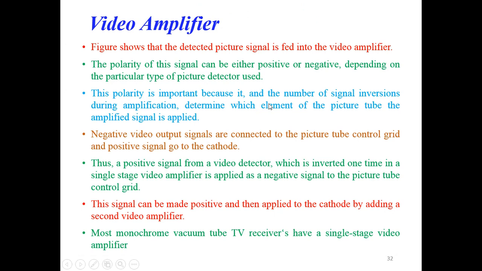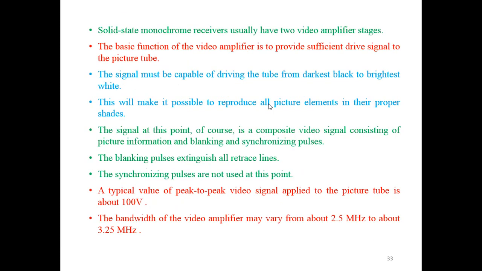Thus, a positive signal from the detector, which is inverted one time in a single stage video amplifier, is applied as a negative signal to the picture tube control grid. This signal can be made positive and then applied to the cathode by adding a second video amplifier. Most of the monochrome vacuum tube TV receivers have a single stage video amplifier only. The solid state monochrome receivers usually have two video amplifier stages.